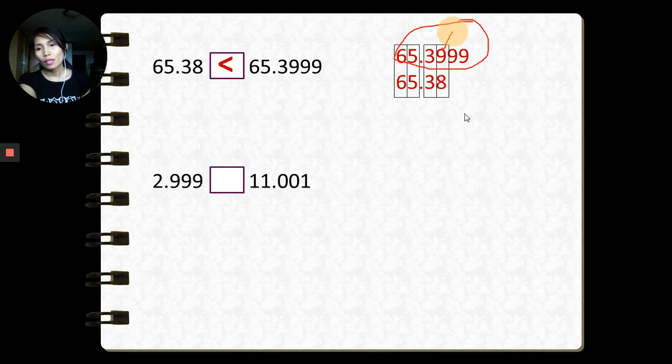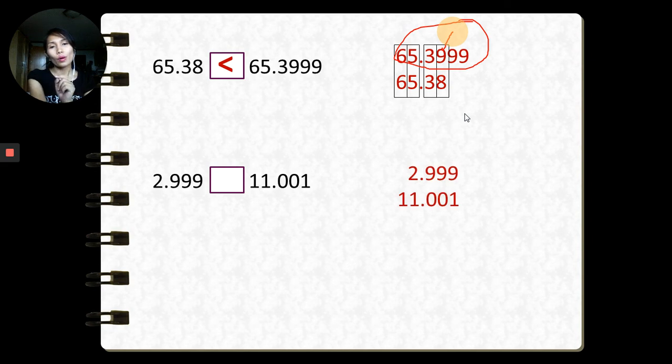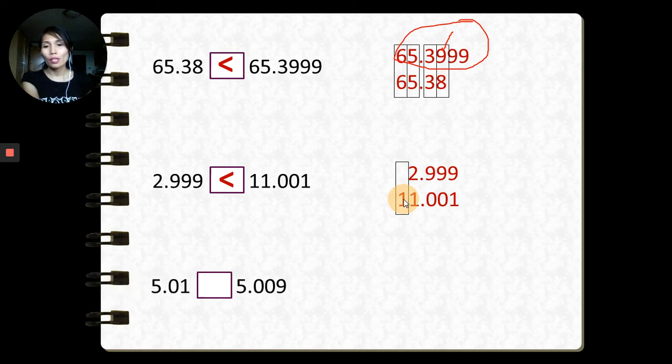Okay, so let's proceed to the next one. Step 1, align the decimal points. Next, compare from the largest to the smallest. The largest place here is tens. Yeah, tens. So here, there is no tens place with the other number. So that obviously shows that 11 is greater than 2. So it's less than.